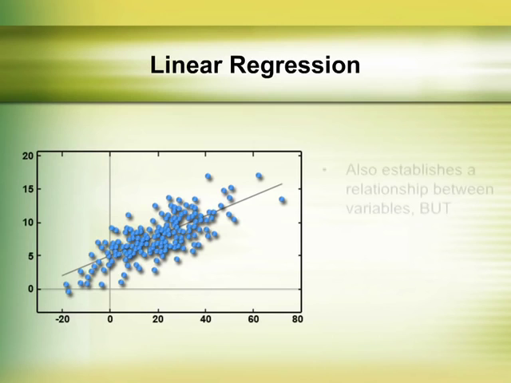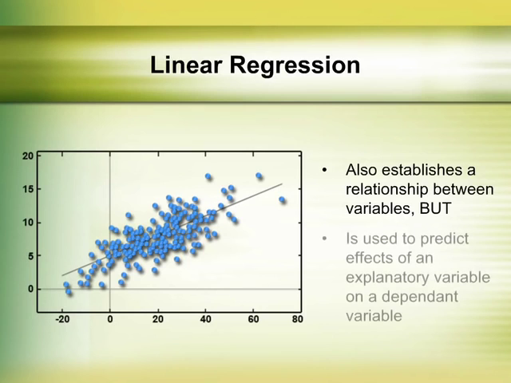While linear regression does indicate the nature of the relationship between two variables, like correlation, it can also be used to make predictions because one variable is considered explanatory, while the other is considered a dependent variable.